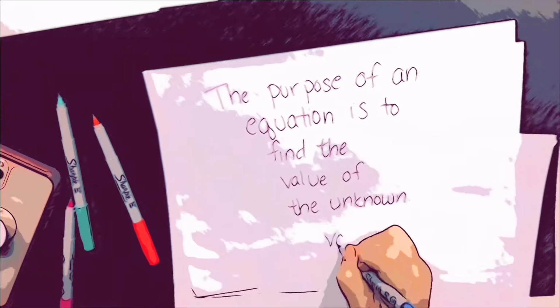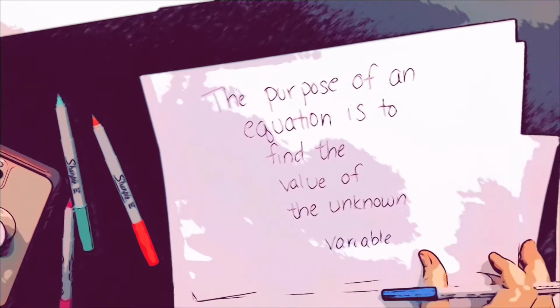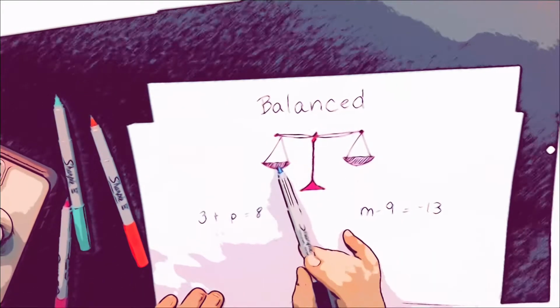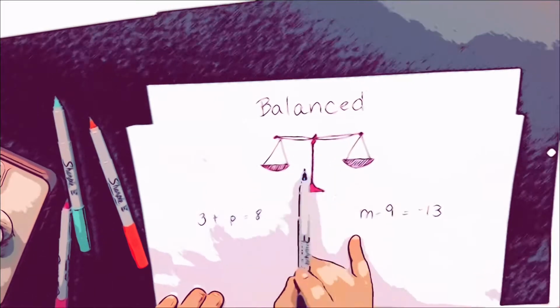Now, a variable can be anything. It can be any letter that we want. It can even be a symbol. Okay, when we have an equation, we want to make certain that we keep it balanced, just like on a scale. I need to add the same thing or subtract the same thing on each side to keep them equal.